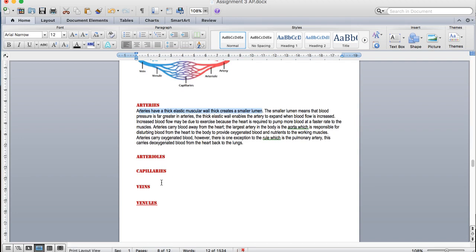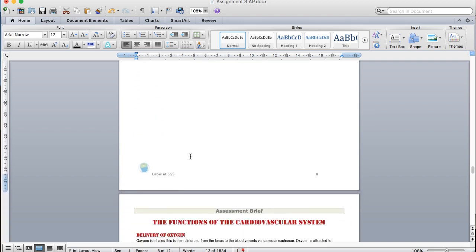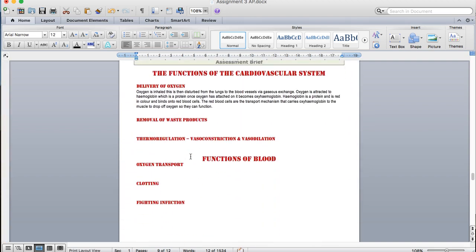You do the same with arterioles, the same with capillaries, the same with veins, and the same with venules. The more detail you add, the more likely you are to meet the merit criteria. It is an expectation that they're paragraphs, not a couple of lines, because there's lots of information that we can write about. Once we've done that, we move on to the functions of the cardiovascular system. So you can see each of these functions here. Each needs a paragraph clearly describing and explaining their functions.